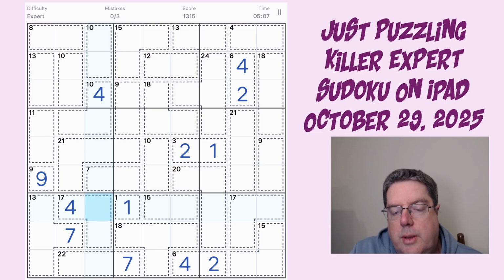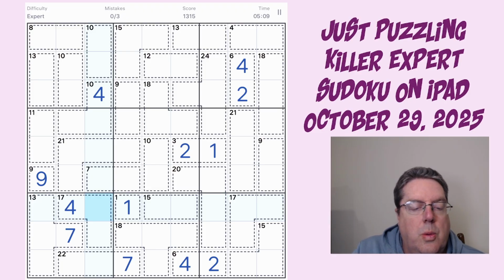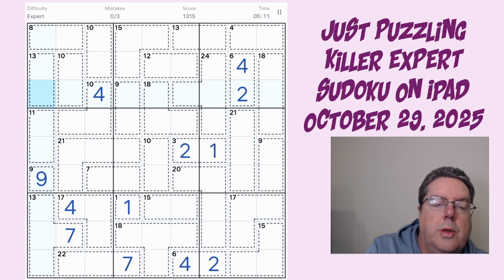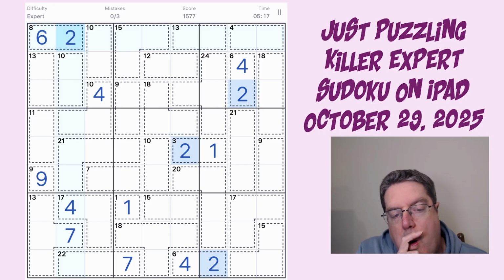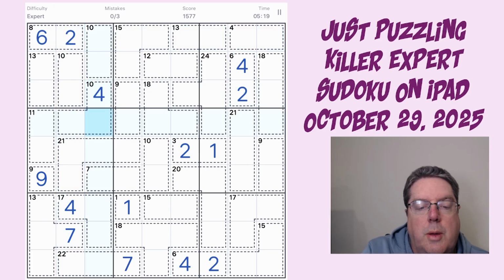6 is there, 6 is there. So what I'm saying is if this is 2, this must be a 6. Yep. And this is a 2. Alright, so 2 is going to be down here. Well, 2 can't be there, 2 can't be there. So this is a 2 here, leaving this to be a 5.